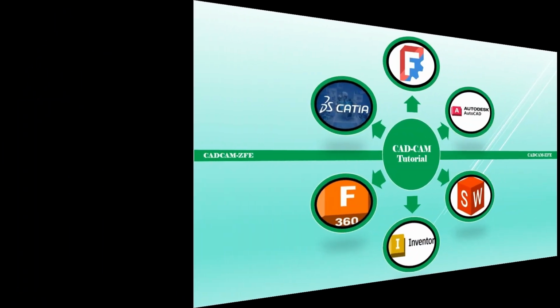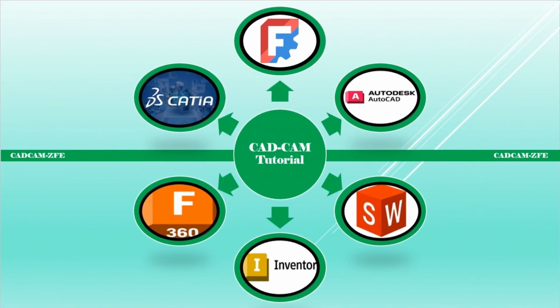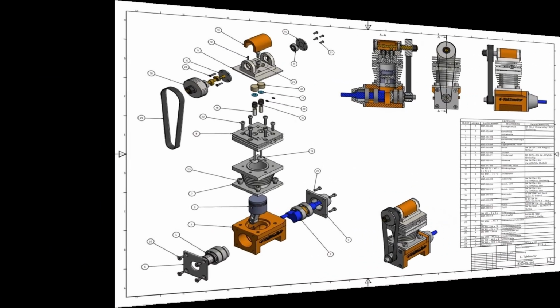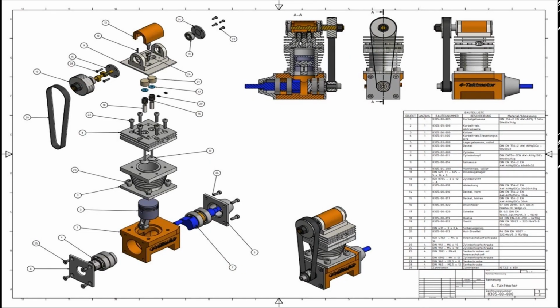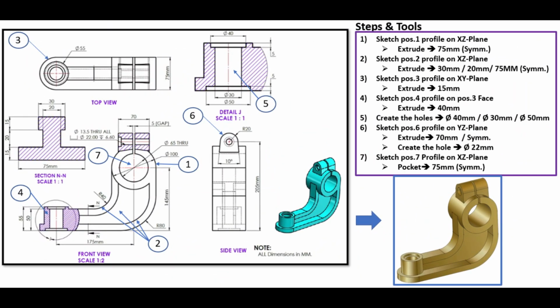Today, you learn, in addition to the FreeCAD sketching, also about the application of FreeCAD tools like Extrude, Pocket, and Hole. This is the exercise for today. We convert this 2D drawing step by step into this 3D solid part. Here you find the steps and the tools that I used to create the 3D solid part.